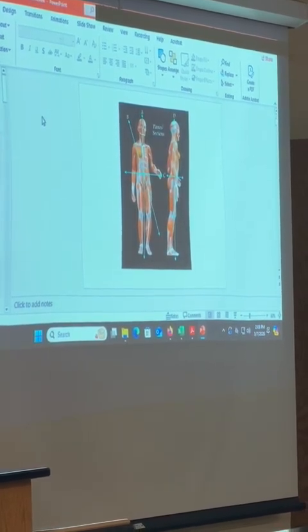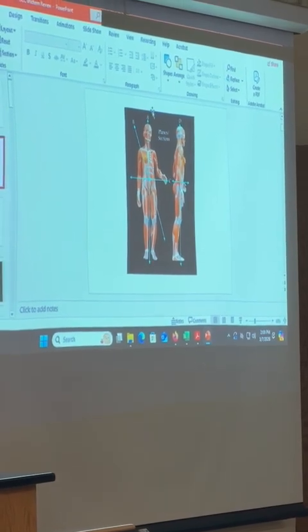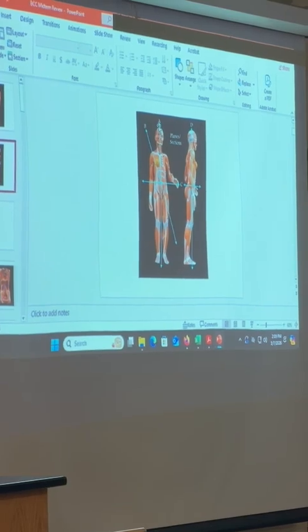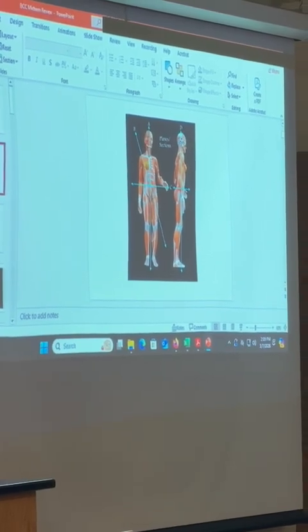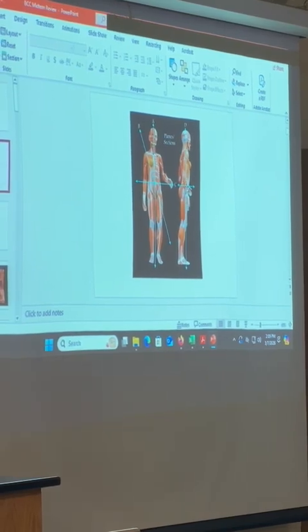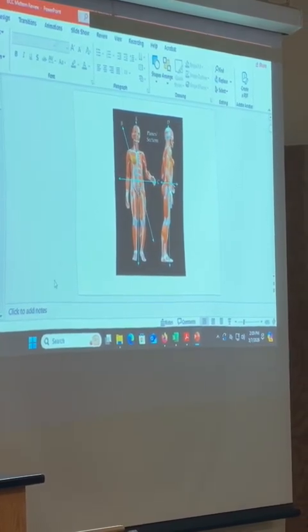Then we're looking to identify the different planes. So remember, if we're going left to right, it's sagittal. Front to back, coronal. Top to bottom, transverse or horizontal. And if we're at an angle, it's oblique.